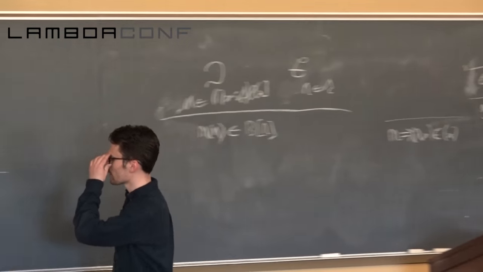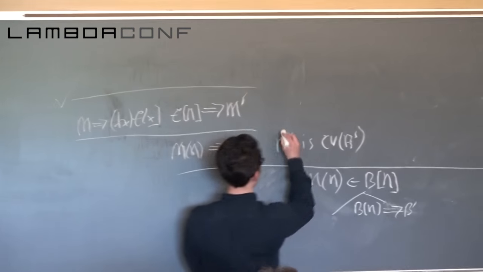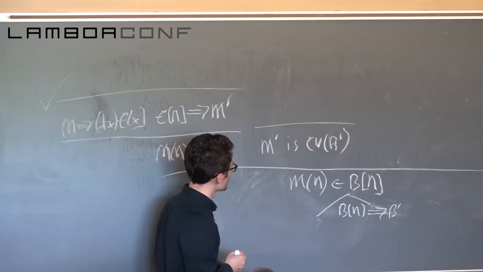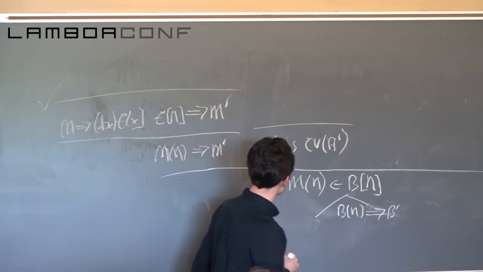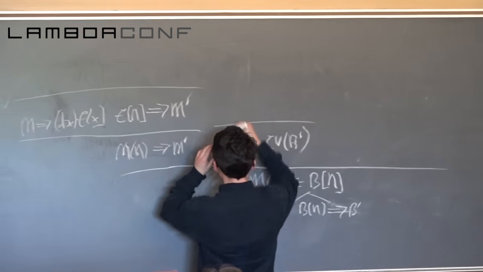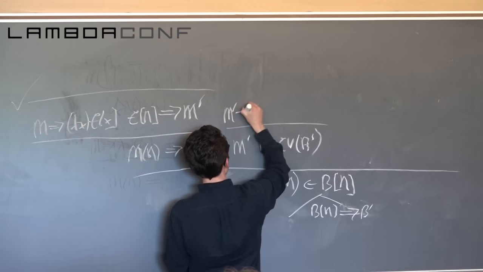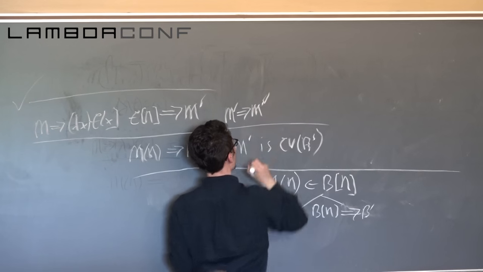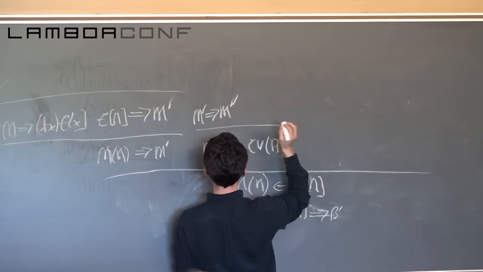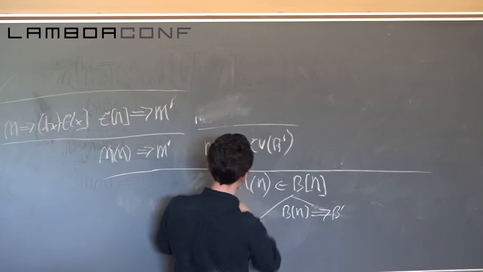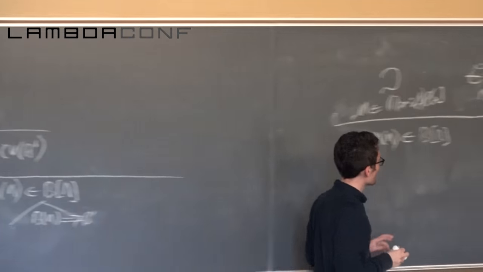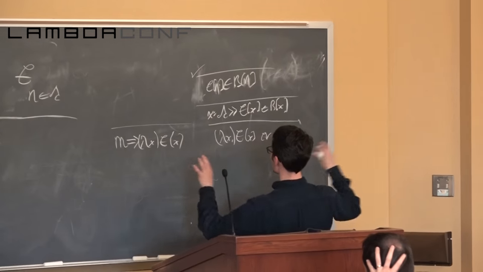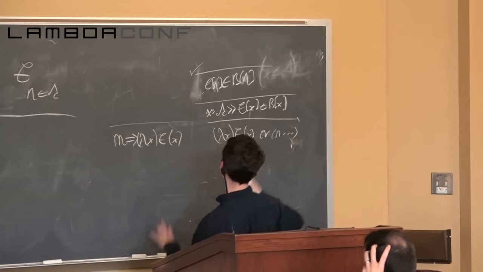Okay. Let's go back here. How would we know that M prime is a canonical verification of B prime? Well, what that would have to mean is that M prime evaluates to M double prime such that, oh no, we already have that, never mind, ignore that. Hold on a sec. Okay, yes, so here we go.